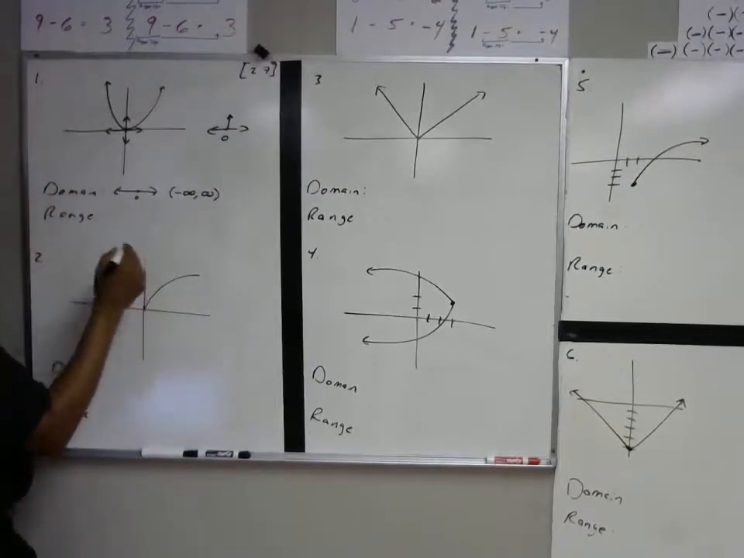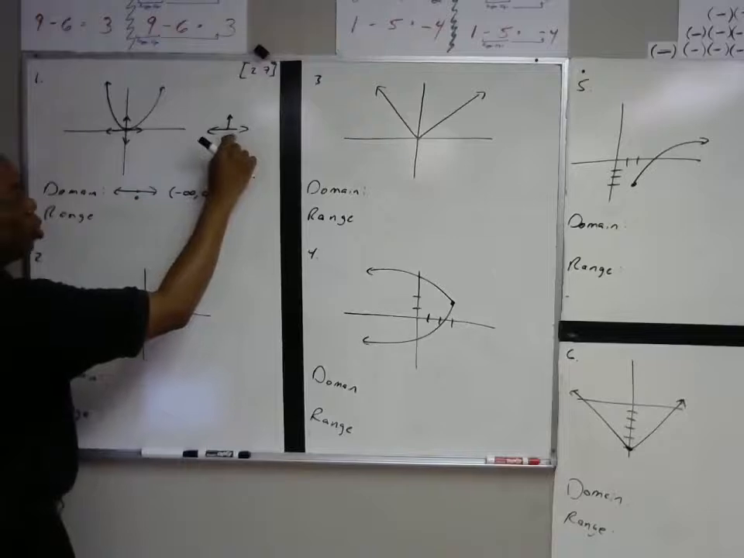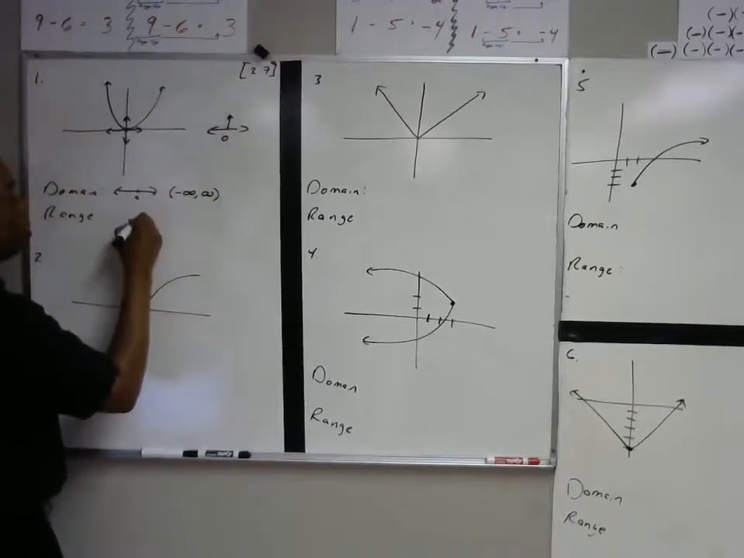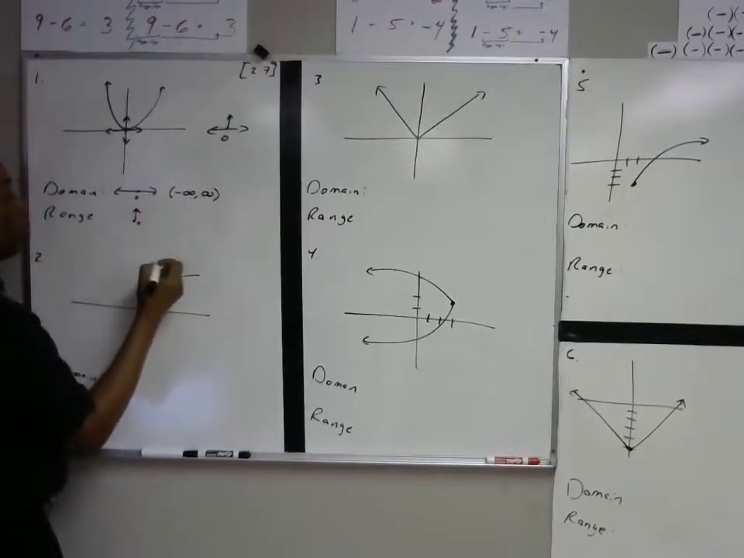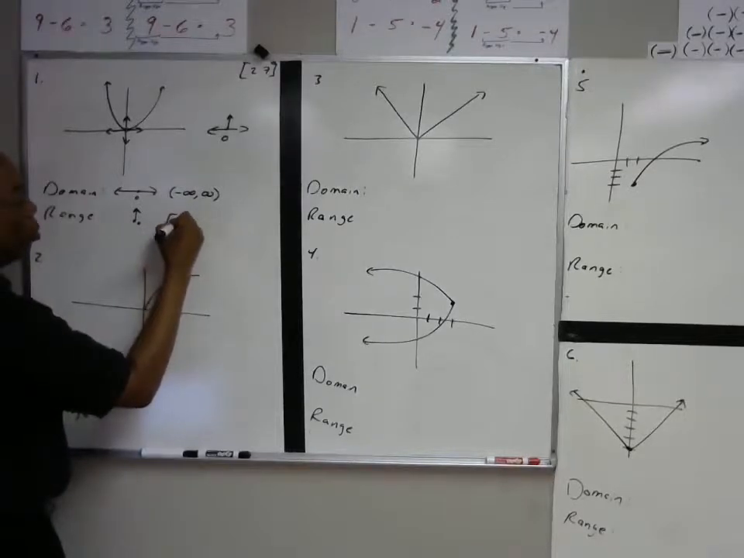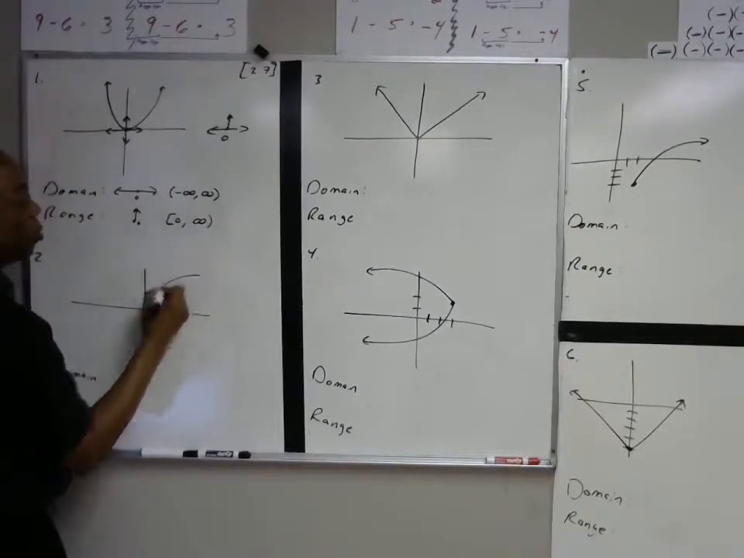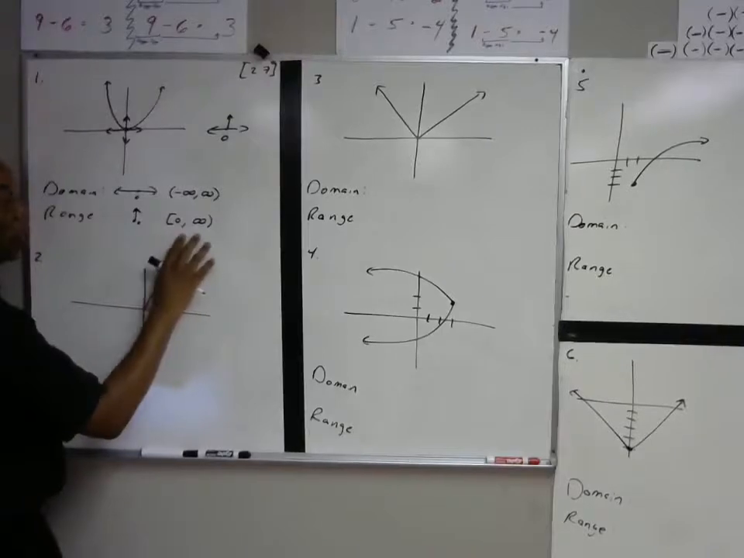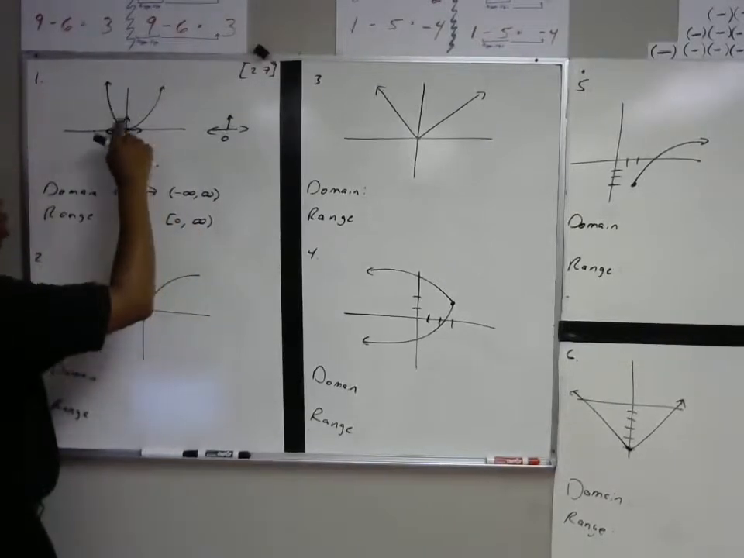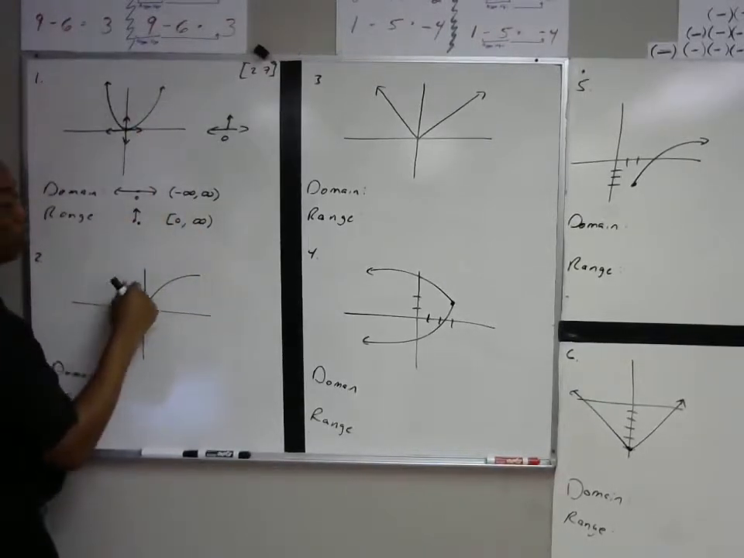So I can see upwards, we're starting from zero and we continue to go up. So I would say the range is from zero to positive infinity. These are the answers that you can get with the function that created this graph right here. Domain and range.